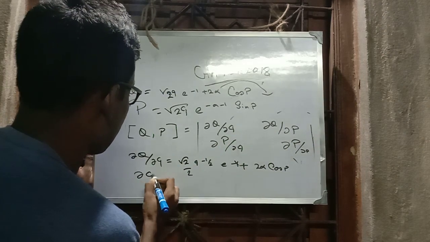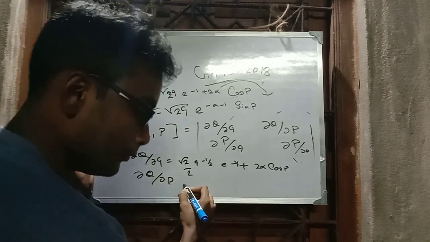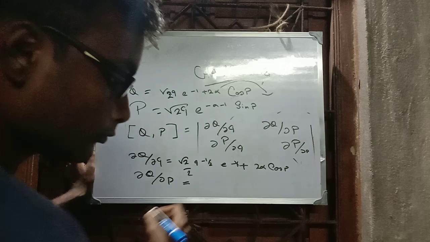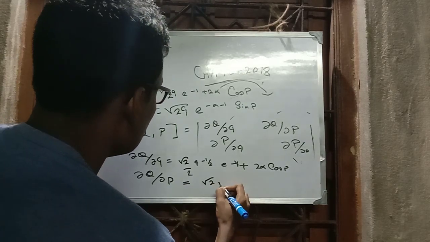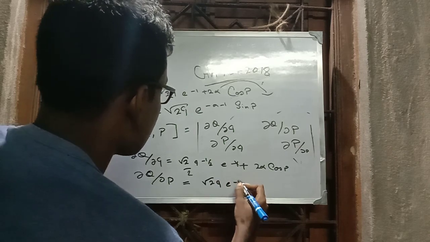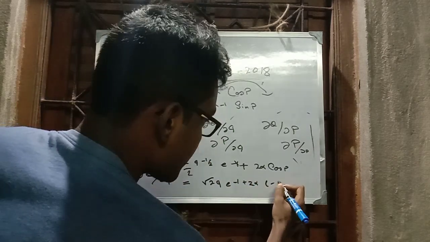And delta capital Q delta small p is equal to root 2 q e to the power minus 1 plus 2 alpha, minus sin p.